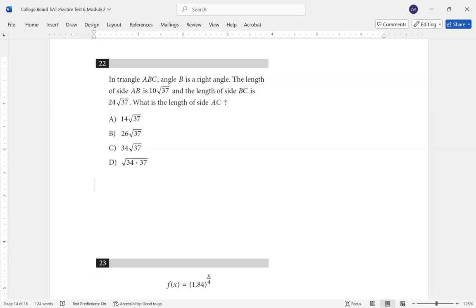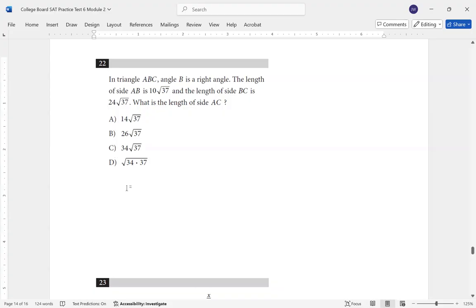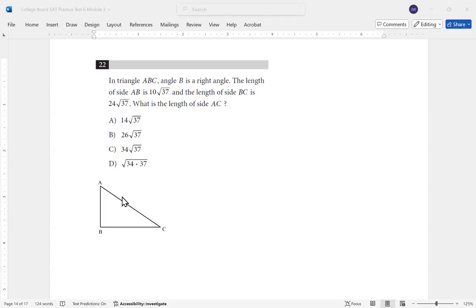Sometimes, even though we may be able to do this in our head, it is a little bit easier if I have a picture. So I'm going to draw that picture and label it, and I'll just import it right here. So there it is. B is the right angle, and then we have A and C as our other two angles. The length of AB, that's one leg of the right triangle, is 10 root 37. The length of BC is 24 times root 37, and we're looking for the side length of AC.